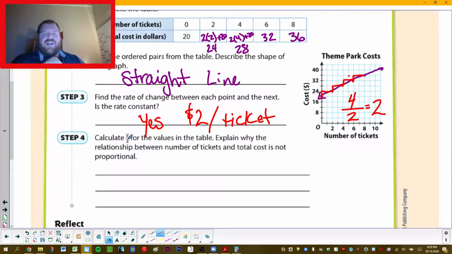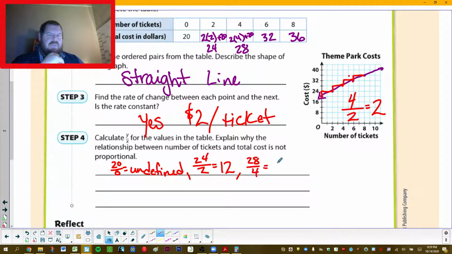Well, whenever we try to calculate y over x in a problem like this, we're in trouble right off the bat. First one I have is 20 over 0. That's undefined, right? That doesn't work for us. The next one I have is 24 over 2, which is 12. Okay, and those two aren't the same. So right there we know it's not proportional. I can keep going though. I get 28 over 4, which is 7. Still not the same.